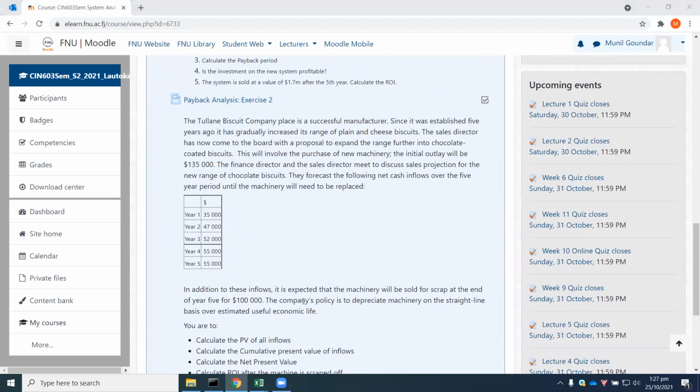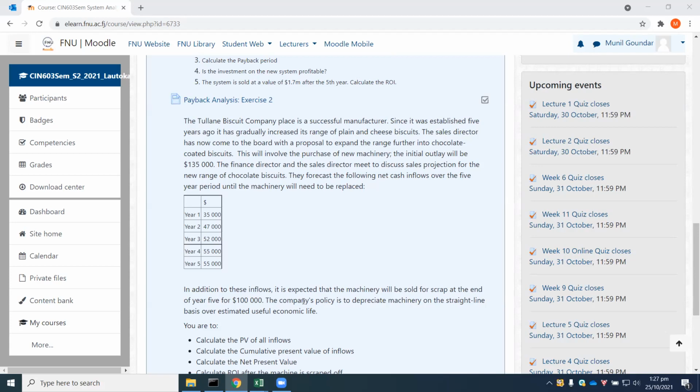The Tunane biscuit company is a successful manufacturer. Since it was established 5 years ago, it has gradually increased its range of plain and cheese biscuits. The sales director has now come to the board with a proposal to expand the range into chocolate-coated biscuits. This involves the purchase of new machinery. The initial outlay will be $135,000. The finance director and the sales director meet to discuss sales projections for the new range of chocolate biscuits. They forecast the following net cash inflow over the 5-year period until the machinery will need to be replaced.